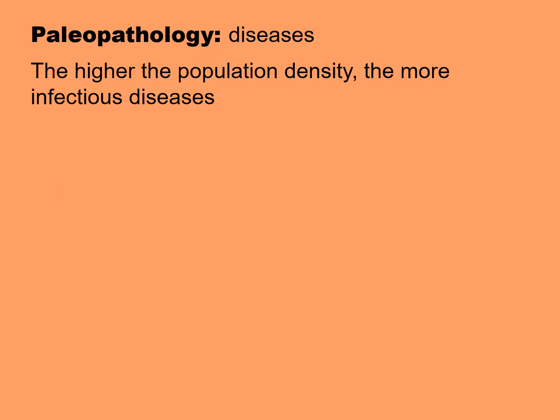A second thing we might learn from a population is the paleopathology, that is, what diseases were prevalent. We know that the higher the population density, the more infectious diseases you can see. Let's think about the pandemic right now. If we had just a very small population and everyone had gotten the COVID-19, then there would be no one to pass it on to. But if you have a large population and only some people have the disease, then it can be passed on to other people and the disease itself can continue to live.